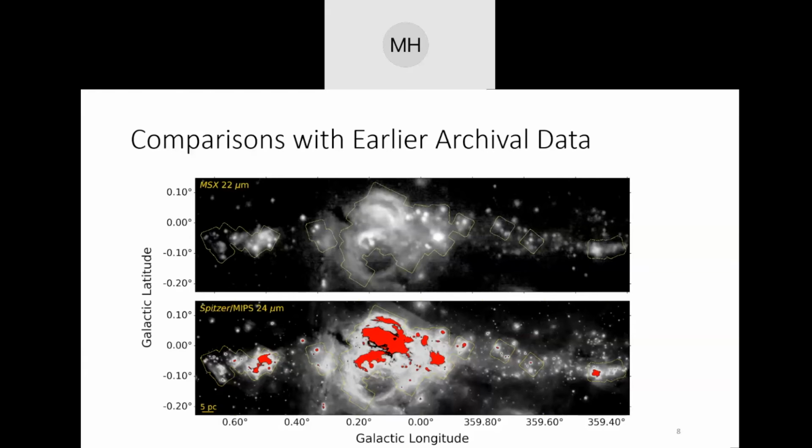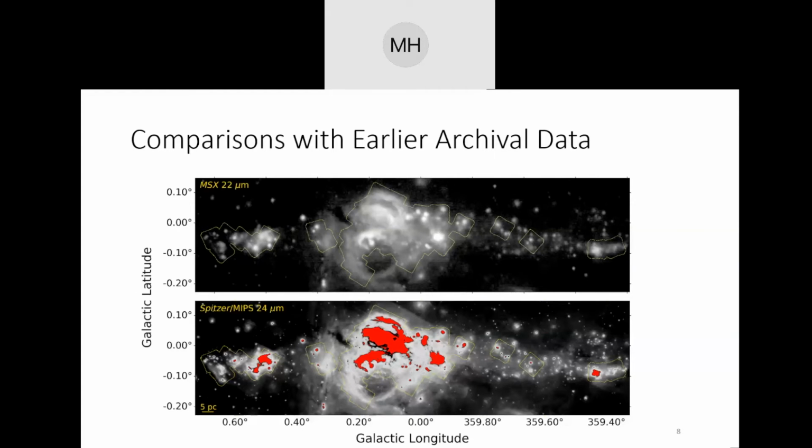So the reason why we wanted to go about looking at this with FORCAST at 25 microns in particular is if you go and look at archival data of this region, you can go back to MSX, the Midcourse Space Experiment, and basically look at a much lower resolution image at around 20 microns. And then you can go more recently to Spitzer MIPS at 24 microns.